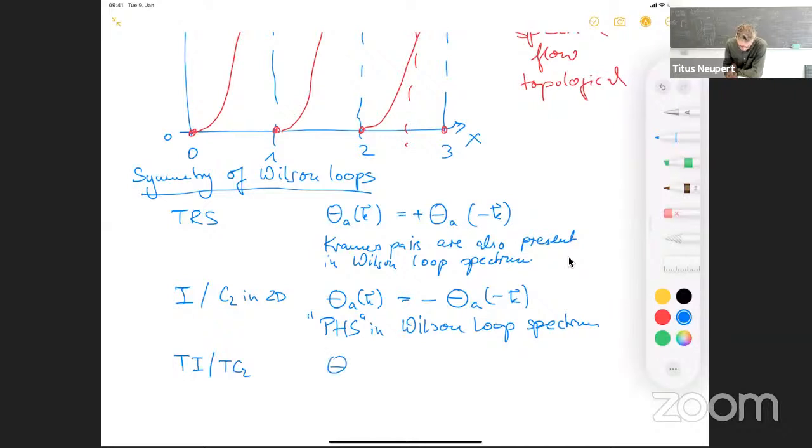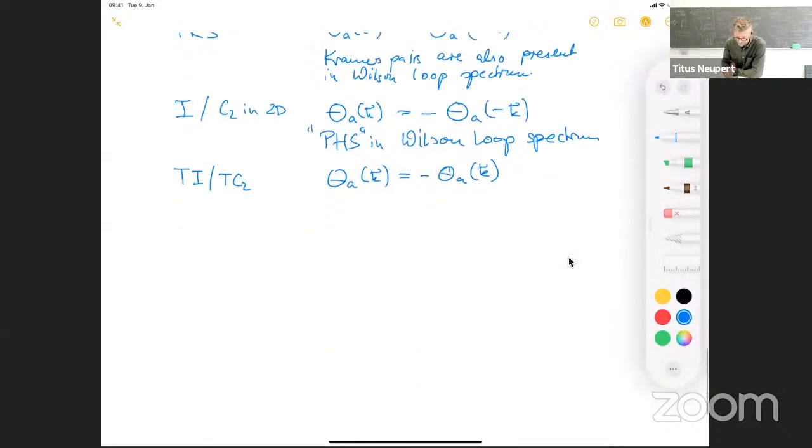And then sometimes the combination of time reversal with inversion, or T times C2, is irrelevant, and you can just combine the two, but since we'll use it hopefully tomorrow, I'm just going to name that here. So it's just a mirror symmetry essentially, a chiral symmetry in this spectrum. So it sets theta to minus theta at the same k. Okay, good. Enough of that.